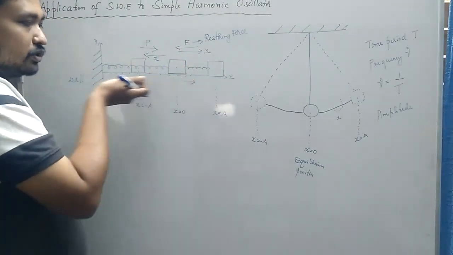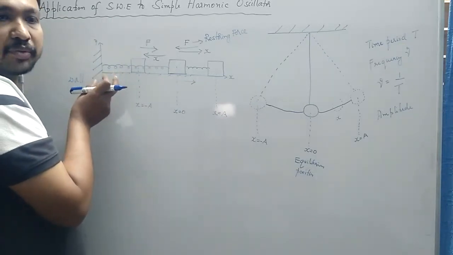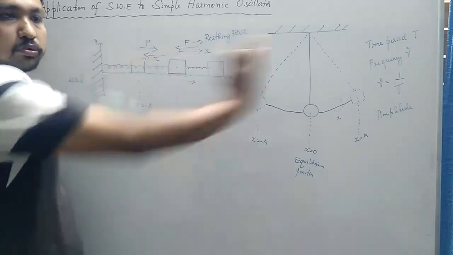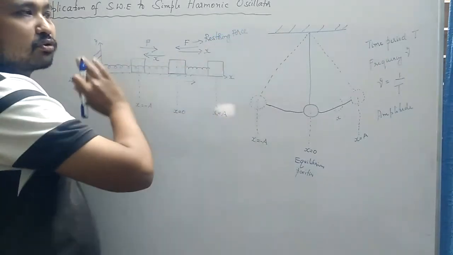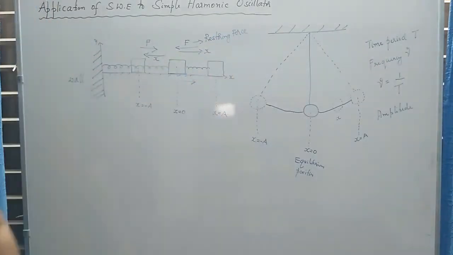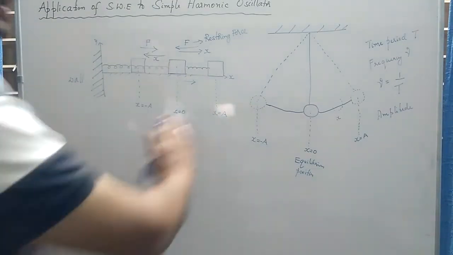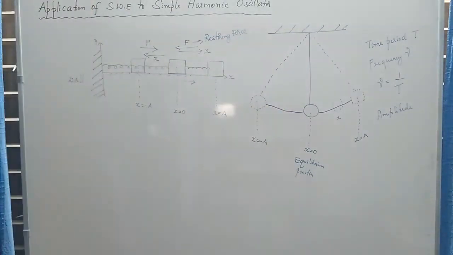So the object will move in the opposite direction when the spring is compressed. The spring will try to push that object again in the opposite direction. So this to and fro motion, or the simple harmonic motion, will continue for an infinite amount of time. So both are examples of simple harmonic motion.